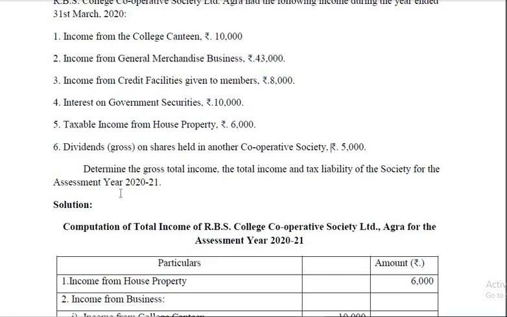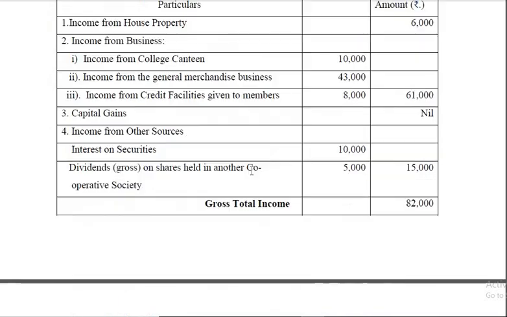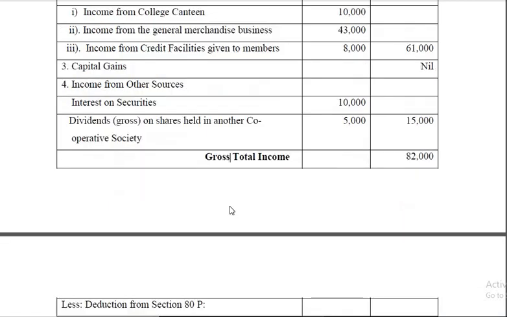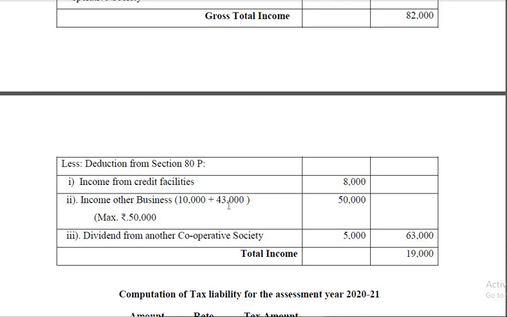Then there are 2 items, that is interest on government securities and dividends on shares held in another cooperative society, 5,000. So together 10 plus 5, that will be 15,000. So if you add up all these things, you will get 82,000. That's nothing but gross total income. Now we have to go for deduction under section 80. So no other deductions are applicable here except deduction under section 80P.